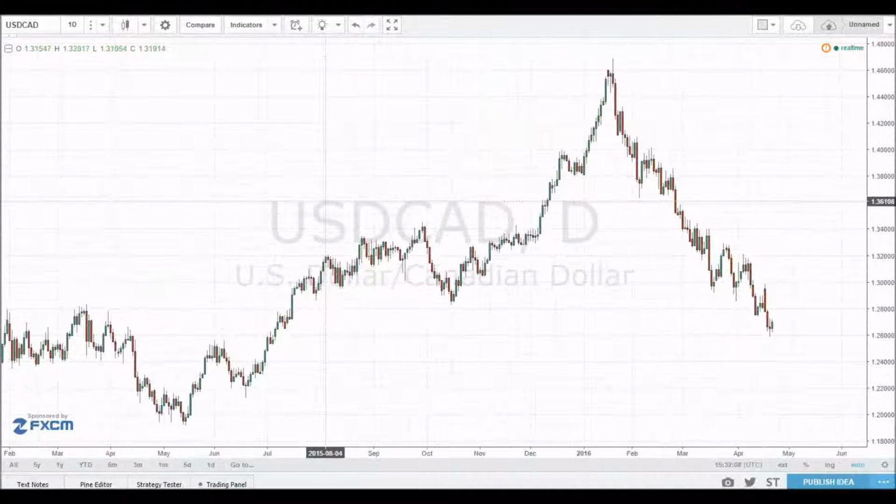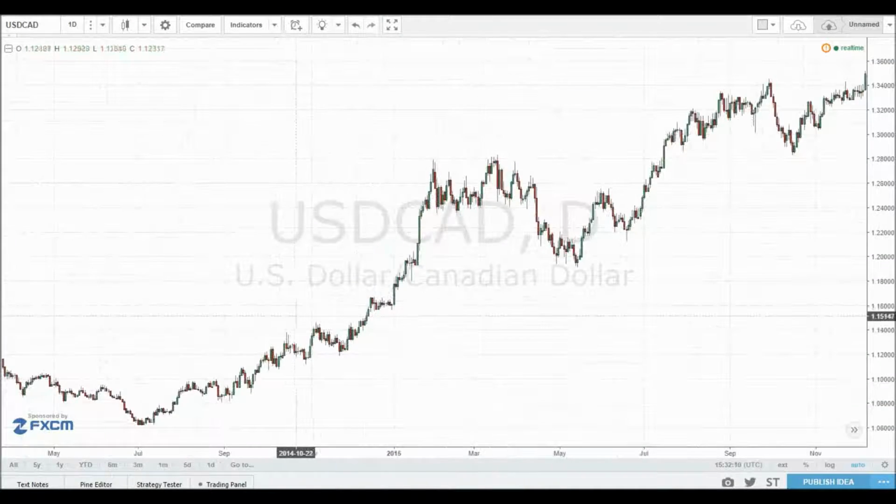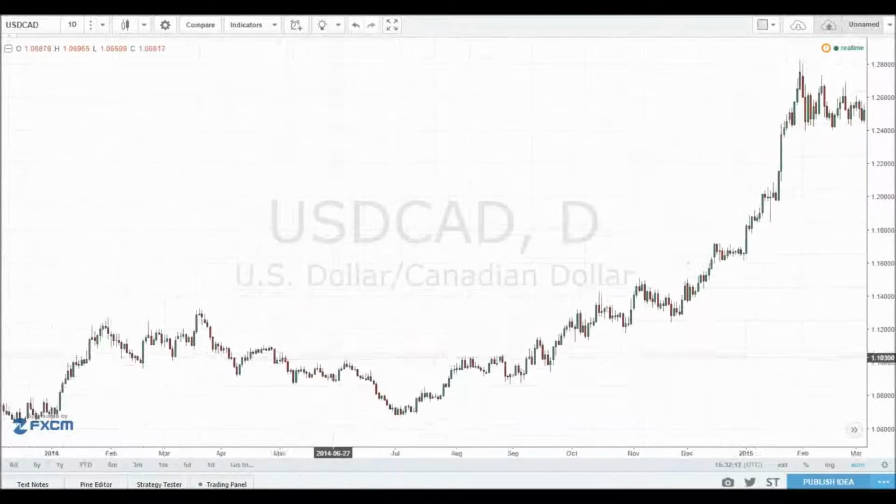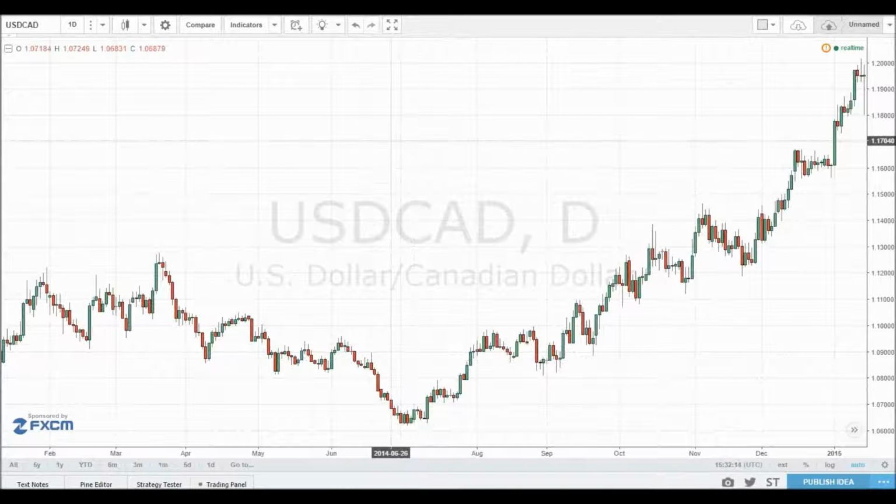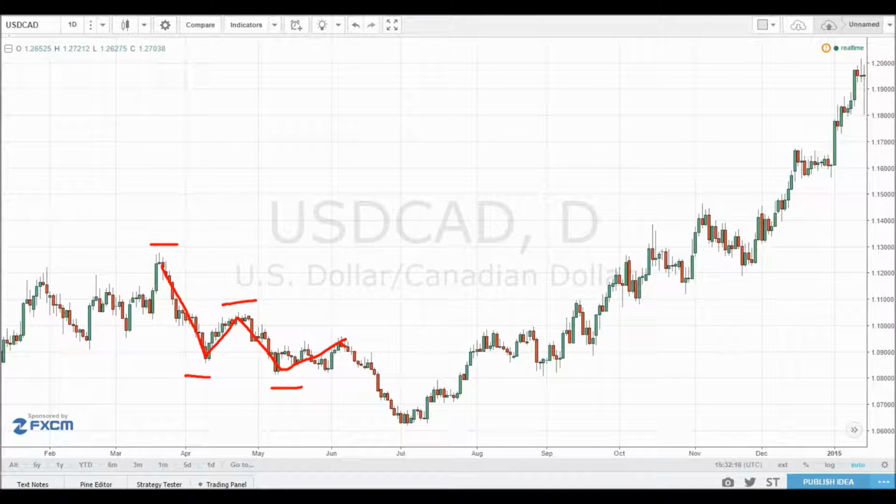And if we go back to our US dollar, Canadian dollar, there is an inverted head and shoulders pattern here. So price is downtrending. We have a number of pushes and pullbacks. Here are our highs and lows. Here's the head.